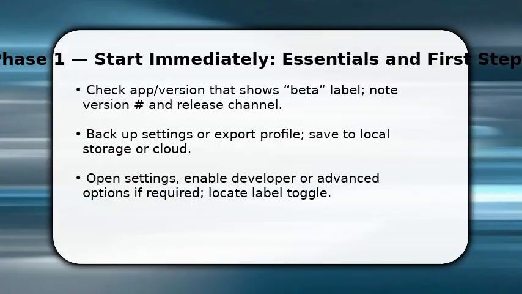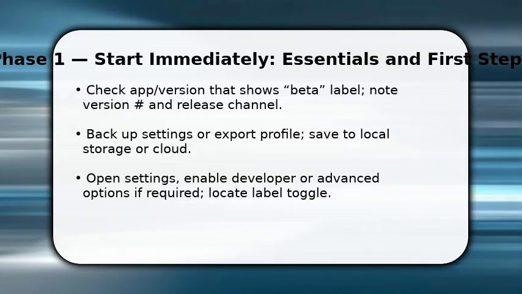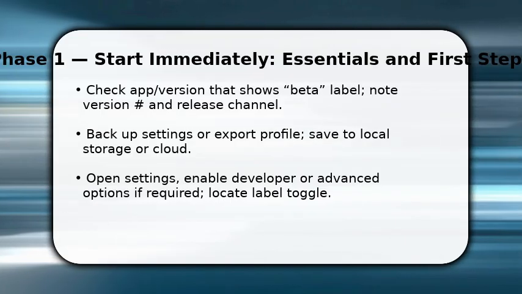Enjoy the video. You begin by confirming where the beta text appears and why. Note the exact app and version so you can reverse changes. Once done, export or backup your settings. This protects preferences if something goes wrong.